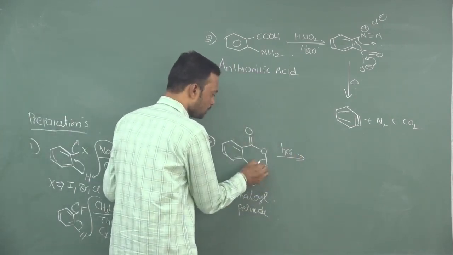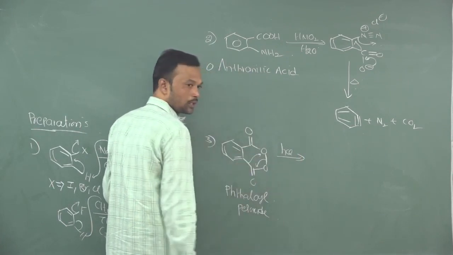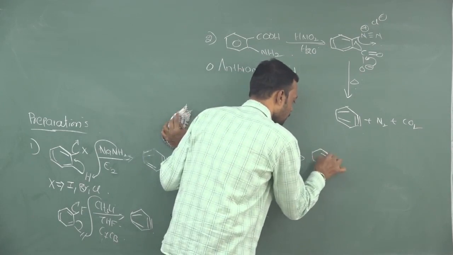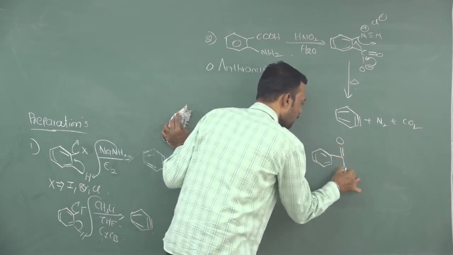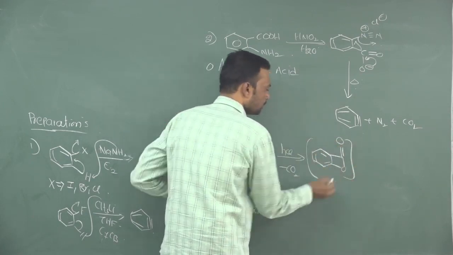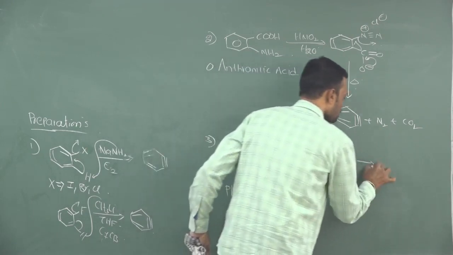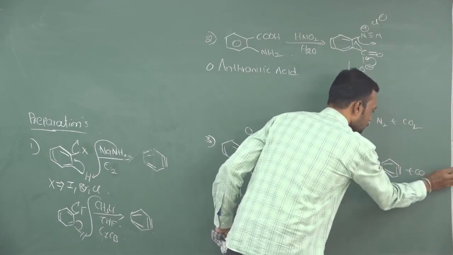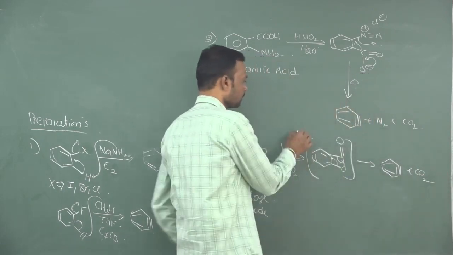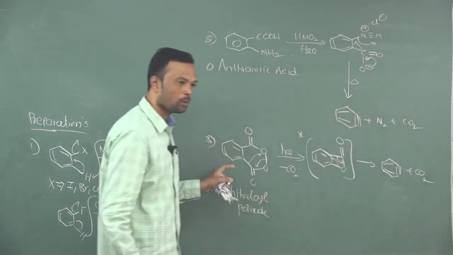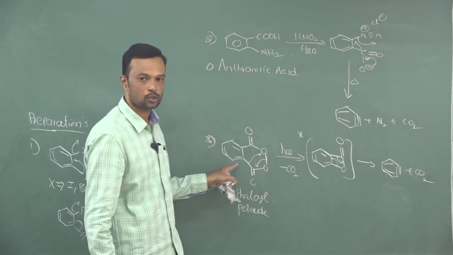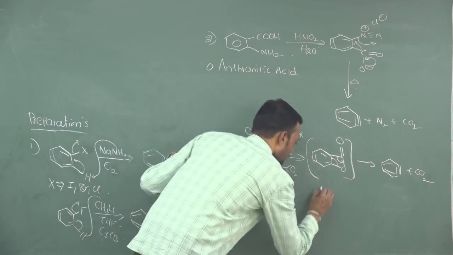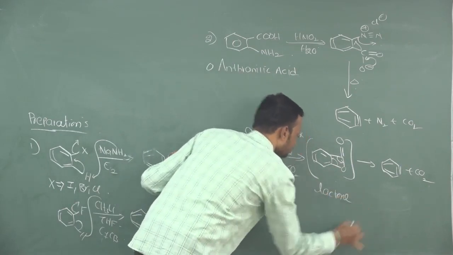First, this bond will migrate and this will attack over here. First there is a loss of carbon dioxide. After loss of carbon dioxide there is a formation of a lactone. This lactone is unstable. Now this will undergo decomposition. After decomposition there is a loss of benzyne and CO2. So this is asked in exam. The intermediate formed during decomposition of phthaloyl peroxide to benzyne, what is that intermediate? Lactone. This is asked in exam.